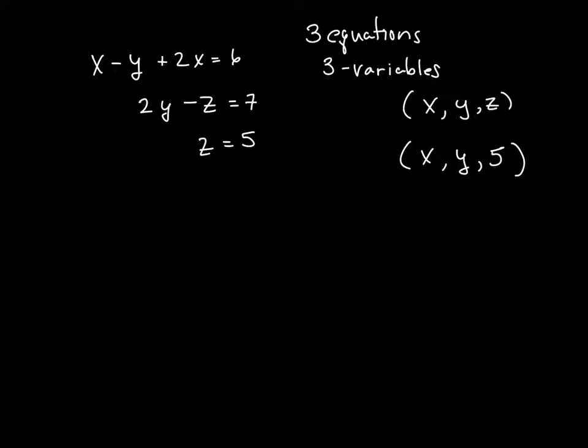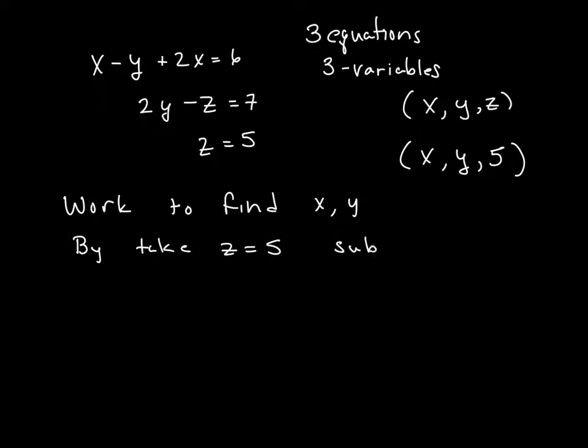Now, what we're going to be doing with this is we're going to work backwards to find x and y. And we're going to do that by taking that z is equal to 5, and we substitute it into the equations. So let's go through and give these equations a name. This would be equation 1, this would be equation 2, and this is going to be equation 3.